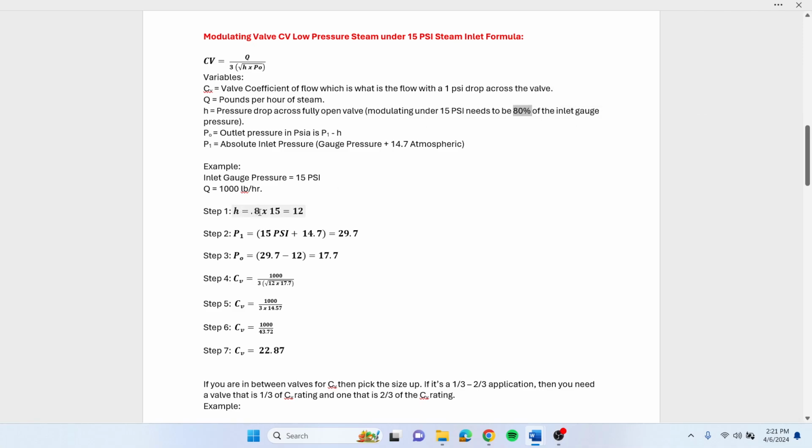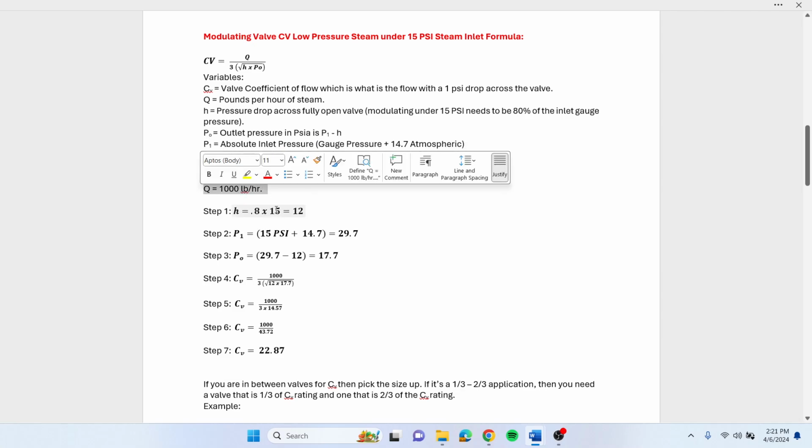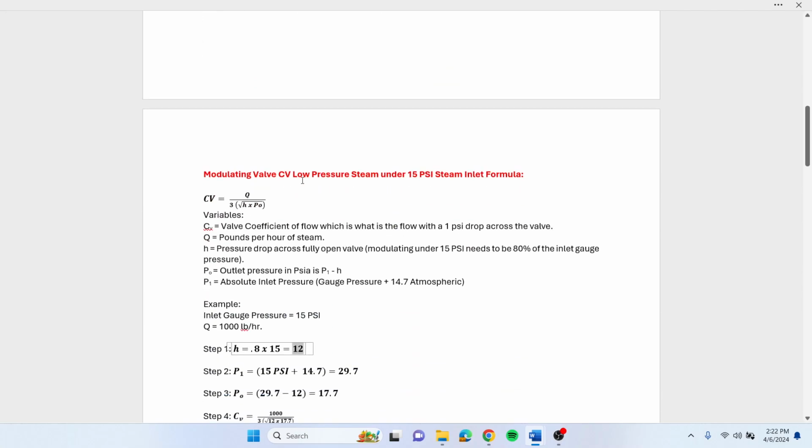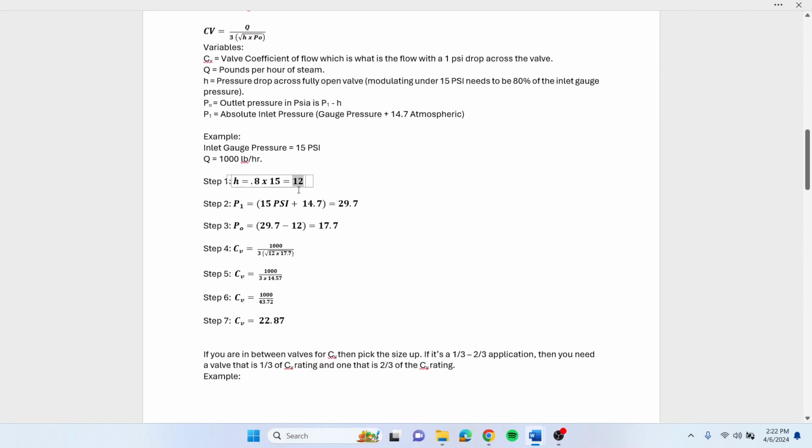So H, in this application, if we use that same inlet gauge pressure of 15 psi, and we have our same quantity of steam at 1,000 pounds per hour, if we want this to be a modulating valve, we need to take 0.8 times 15, which ends up being 12. The rest of the formula ends up being the exact same. But if you look at what you need for a CV, so instead of up here, we said 51.25. If you want a modulating valve, that CV goes clear down to 22.87.